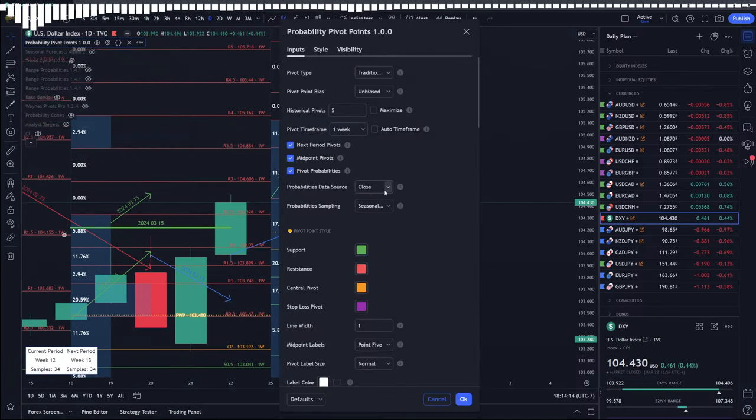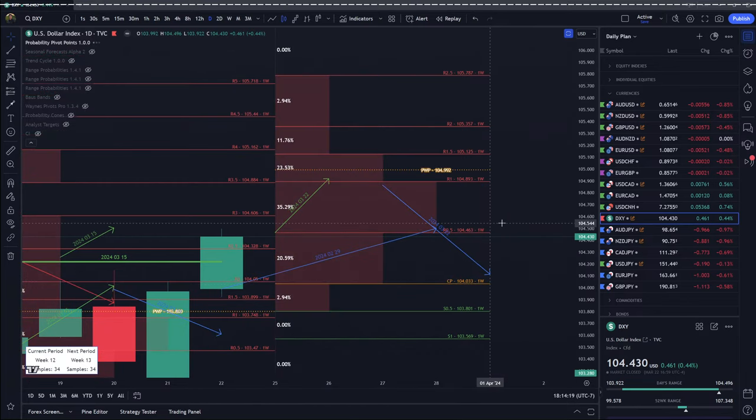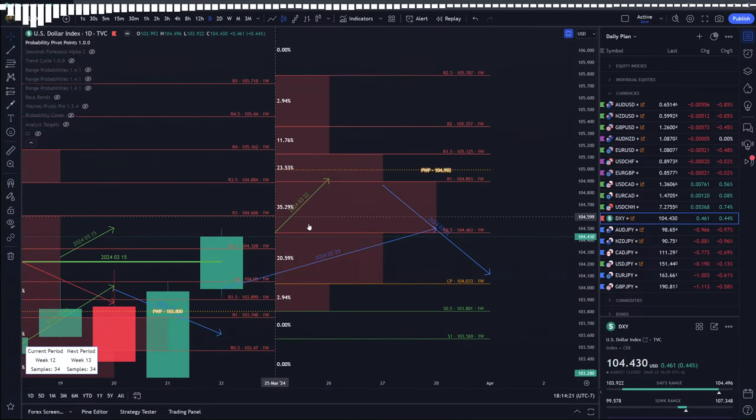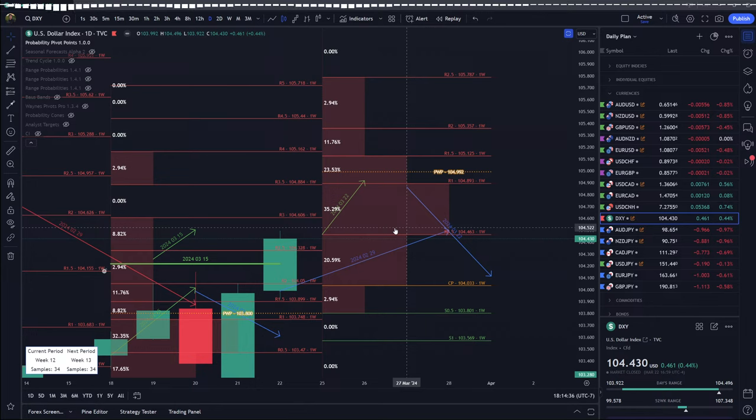Now let's go ahead and look at our high odds. And there you go. Most of the time, the top next week comes in somewhere around here. So I'm expecting some continuation over these trading days into a high up here, just at or in the top 104 handle. Maybe it reaches 105, but I'm expecting the higher 104s to get hit.